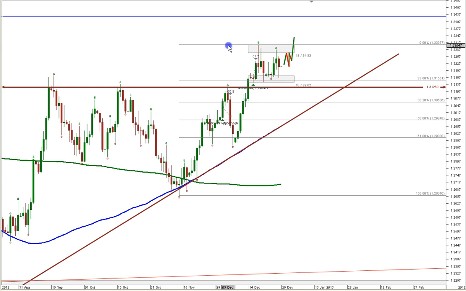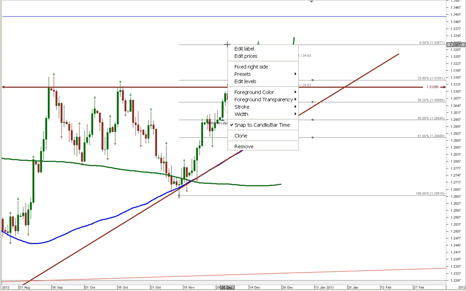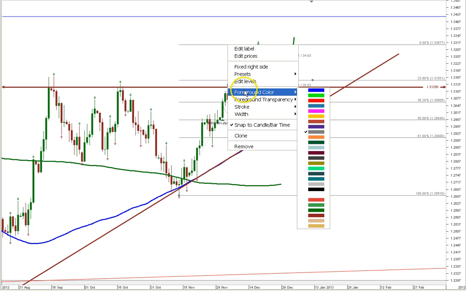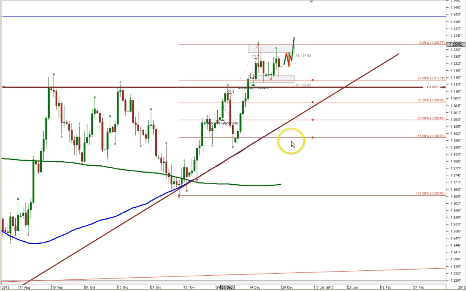So knowing that, let's put Fibonacci retracement levels in. And let's color them in so we could see them. Okay, so we went from this low here to this high here with the Fibonacci retracements, and we're going to look to see where the market's coming back down to.